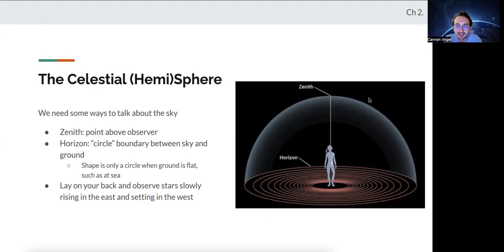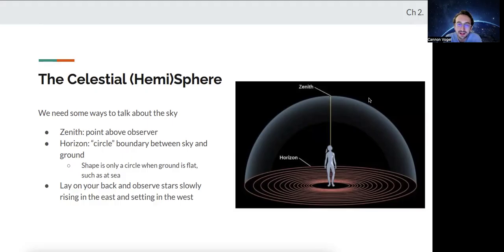When you look up at the sky, what you're seeing is a hemisphere, right? You're seeing half of a sphere, and that's because the ground below you is obscuring the rest of the sky. We call the point directly above you, if you look straight up in the sky, the zenith, which actually comes from Arabic, if I remember right. We'll talk more about that history a little later. And the circle, the boundary between the sky and the earth, we call the horizon.